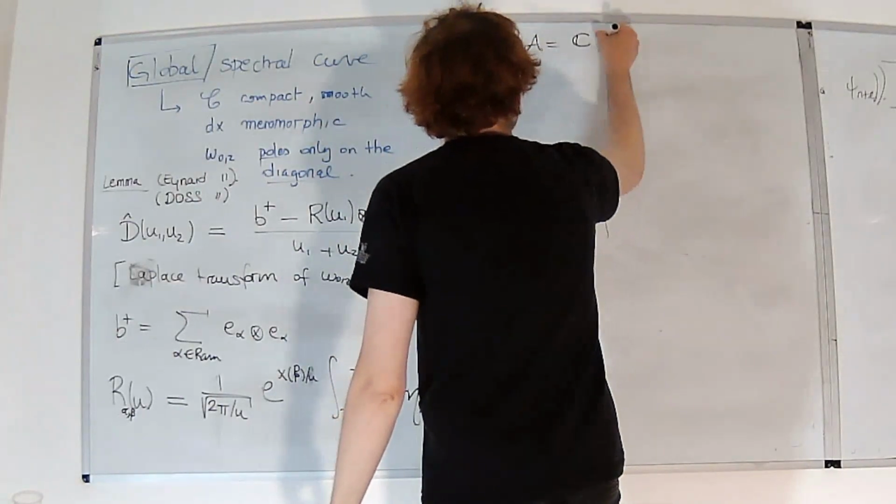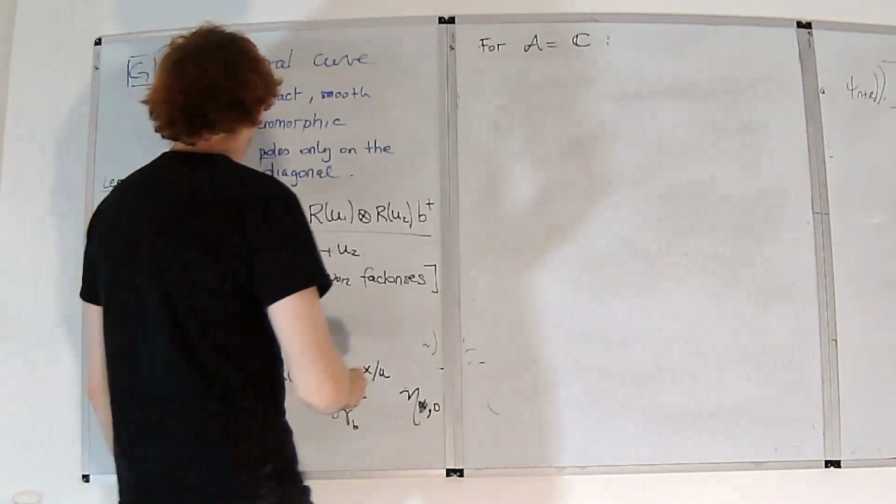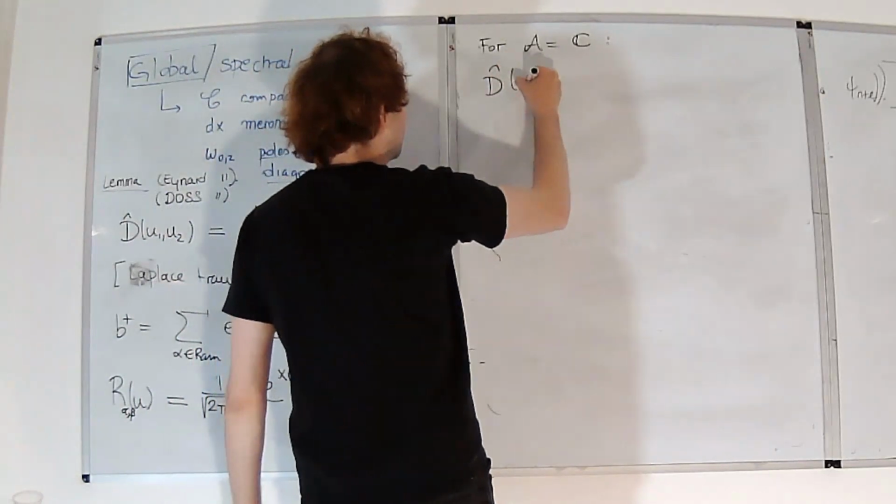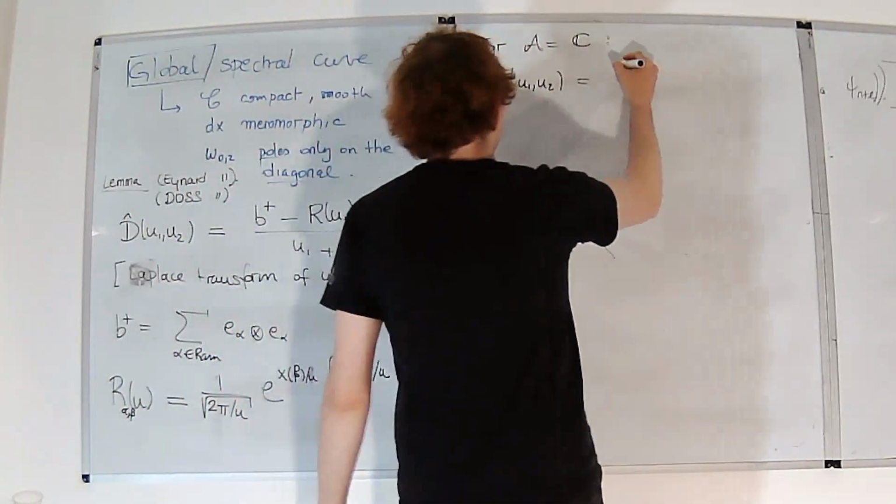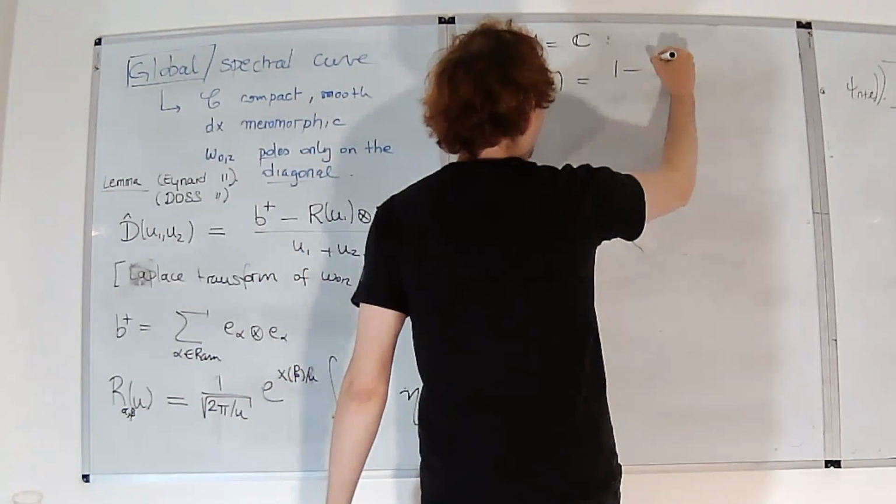So for A equals C, in that case we don't really have to, this B is just, we can just say it's 1.